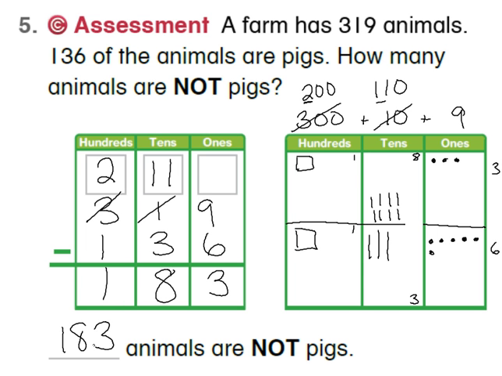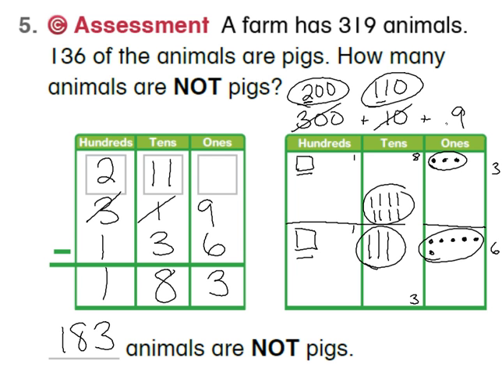Now, to check your work, I'm going to tell the kids, just add up what we have left in the hundreds column. So we've got 1, 2, and that equals our 200. We've got 8, 9, 10, 11, which equals our 110. We've got 6 plus 3, which equals our 9. So 2, 11, and 9. And that equals 319. So when I add the numbers up, 183 plus 136 equals 319. That's how I know I did my work correctly.